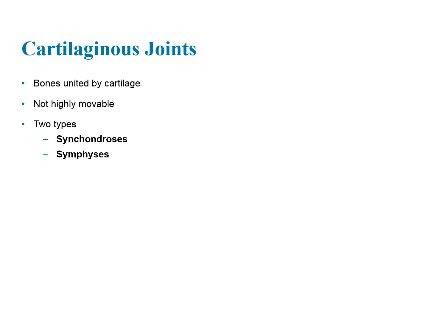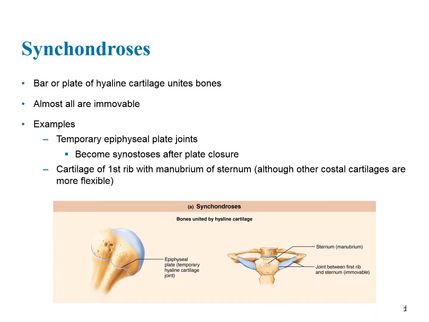Cartilaginous joints are joints that unite bones via cartilage. For the most part, these joints have minimal mobility to no mobility. And there are two types of cartilaginous joints: the synchondroses, so here's that chondro term, remember that means cartilage, and symphyses. Synchondroses are joints formed between two bones that are separated by a bit of hyaline cartilage. These are immovable joints in adults, and two examples are the epiphyseal plates and the joint at the manubrium and sternum.